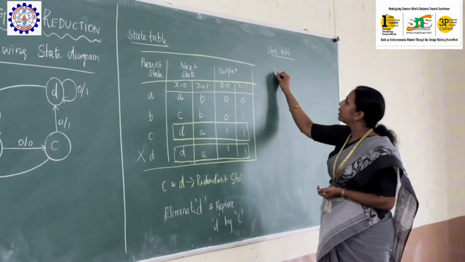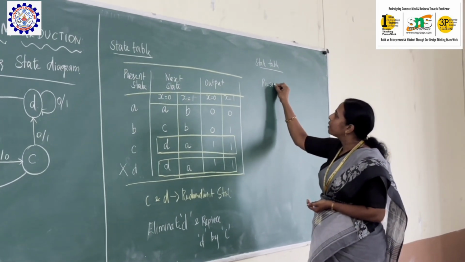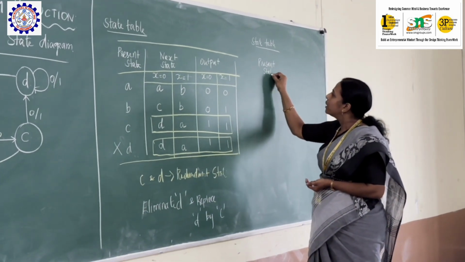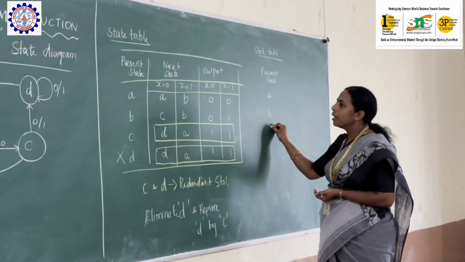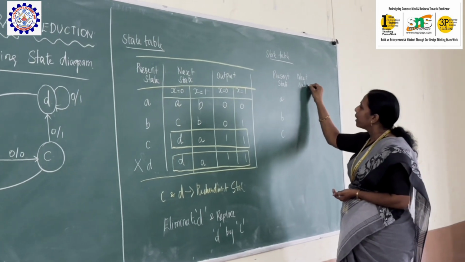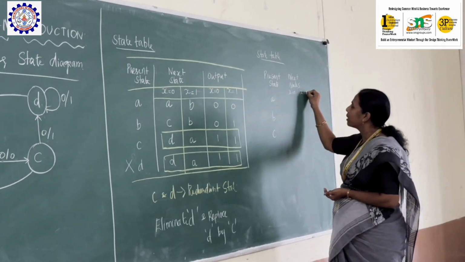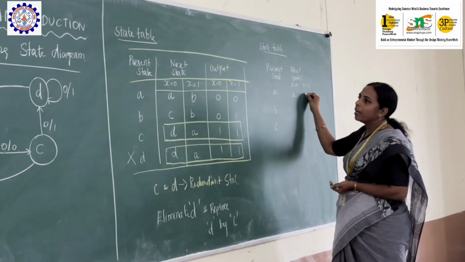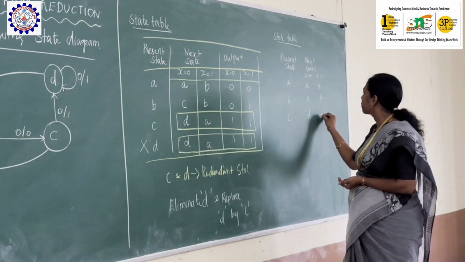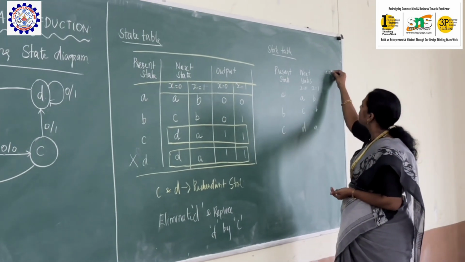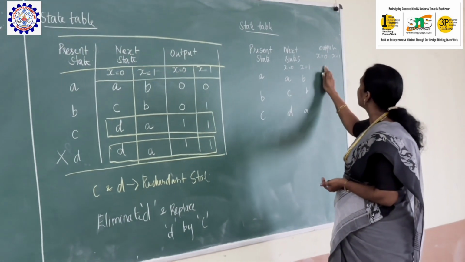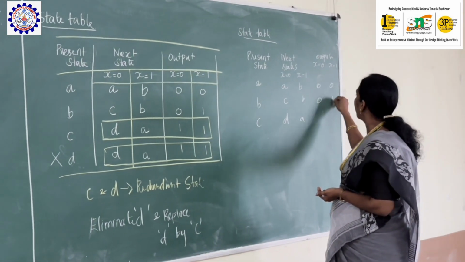So I am going to rewrite the state table. So present state. Now D state is not required. So I will be having only 3 present states, A, B and C, for which the next states will be the same for x equal to 0 and x equal to 1 we have to write. So A and B, C and B, here it is D and A. Similarly, the outputs when x is equal to 0 and x is equal to 1, it is 0 and 0, 0 and 1, 1 and 1.